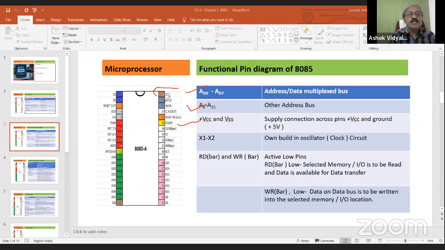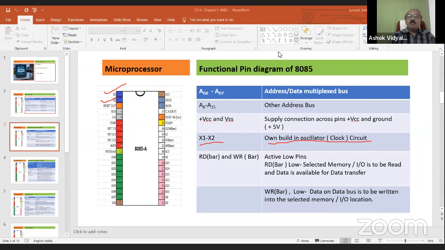Let's move to the next pins, that is VCC and VSS. See, this is VCC and this is VSS. As all of you know, this is nothing but an integrated circuit, an IC, an electronic circuit. This chip requires a power supply of plus 5 volt, not minus 5 volt, and a ground. So this 5 volt supply and ground will be given to this chip from these particular pins, that is VCC and VSS. There is a clock, that is a frequency. That particular frequency circuit is at X1 and X2.